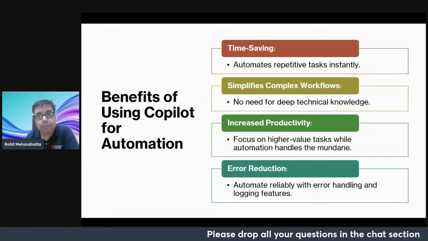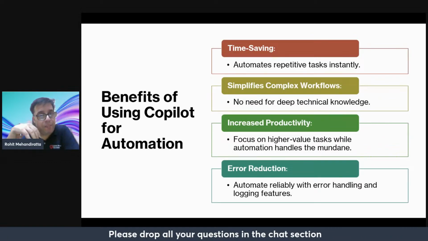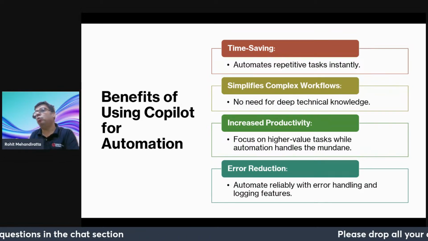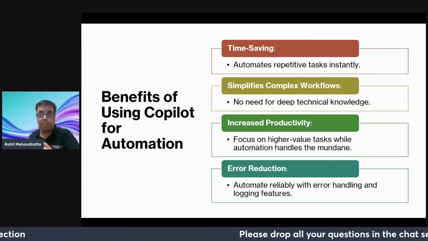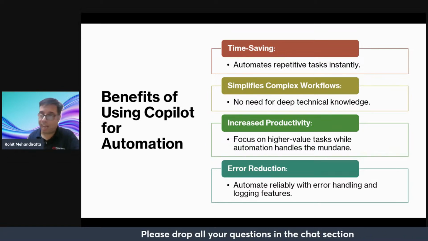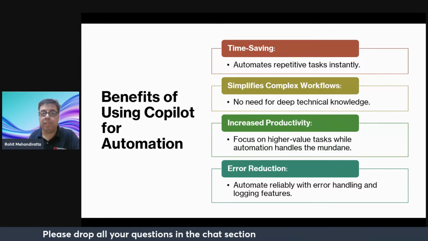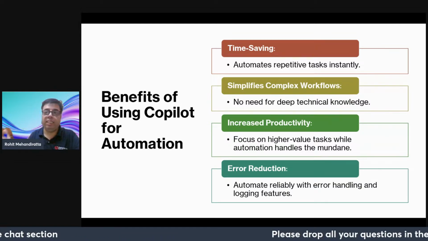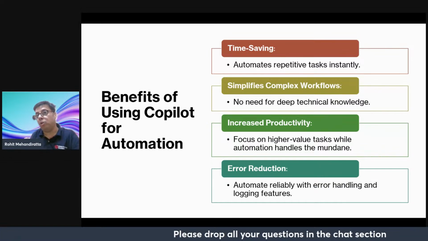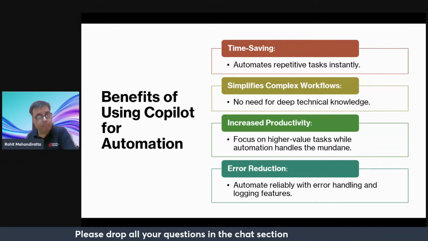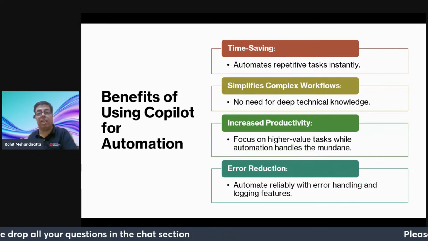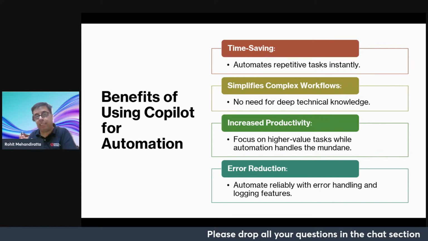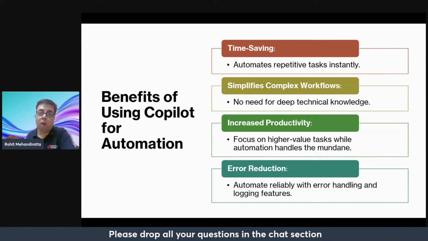Now, coming next, what are the benefits of using Copilot for automation? As you have seen, I do not have to create the flow from scratch. I just need to write it in natural language, and the flow gets automatically created. Not only is the flow created in the first instance, I can further incrementally enhance it by using Copilot as well. That makes my life a lot easier.